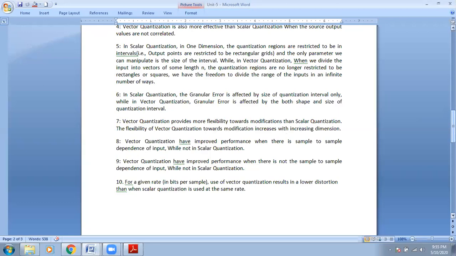Vector quantization has improved performance when there is a sample to sample dependency of input, while scalar does not. And vector quantization has improved performance when there is not a sample to sample dependency of input, while scalar quantization does not. And last, for a given rate, use of vector quantization results in a lower distortion than when scalar quantization is used at the same rate.